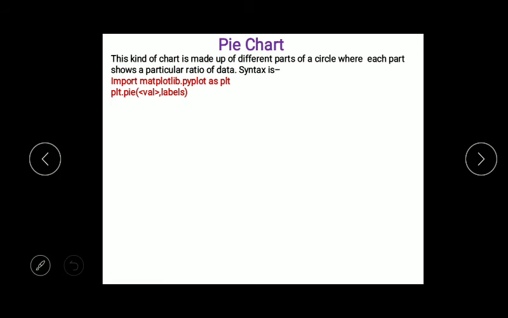How to draw a pie chart? This kind of chart is made up of different parts of a circle where each part shows a particular ratio of data. The syntax for drawing a pie chart: first we need to import matplotlib.pyplot as plt, because plt is your object. Now with the help of this plt object, call the pie method. To draw a bar chart we call the bar method. To draw a horizontal bar chart we call the barh method. To draw a line chart we call the plot method. To draw a pie chart we call the pie method.